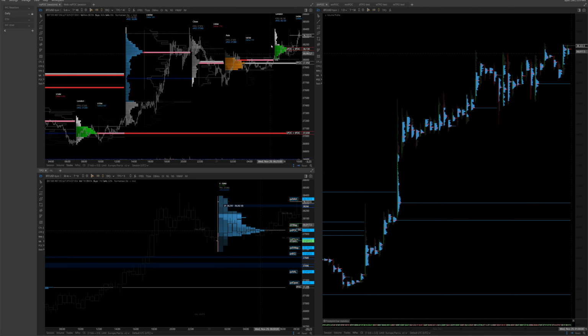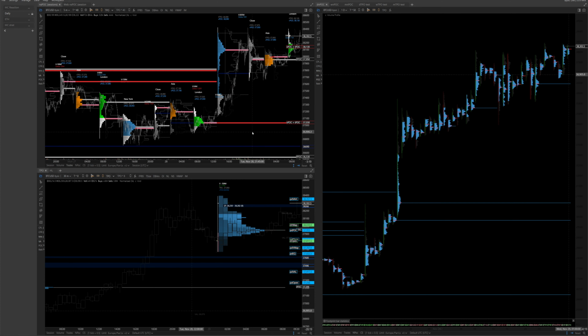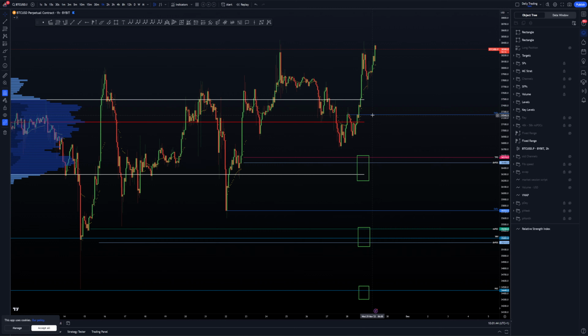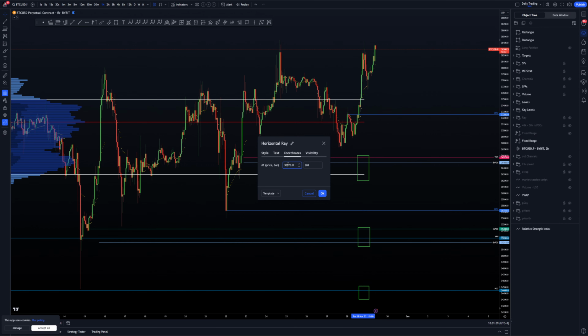So what do we have otherwise? We have a naked session point of control at 37,030. So yeah, the zone of support will really be all of this. No, by the way, not like that. 37,030. Oops, 37. All right, naked session point of control, perfect.